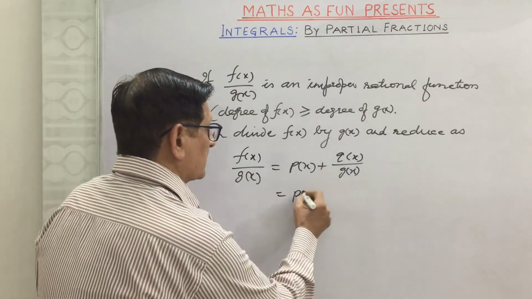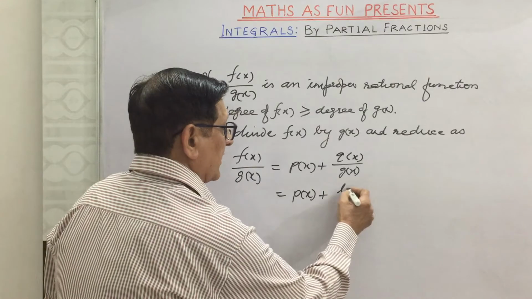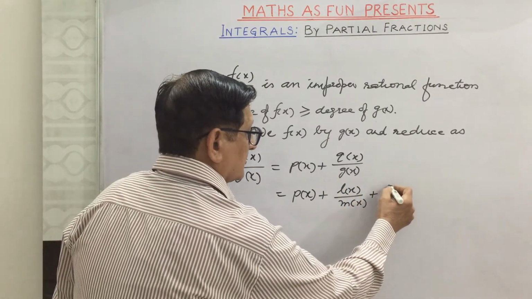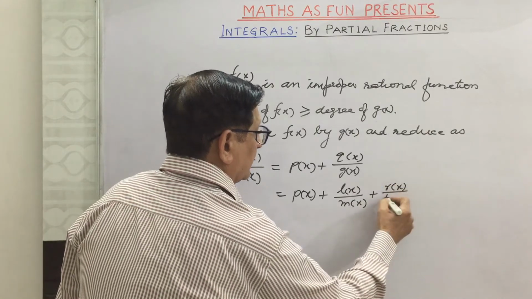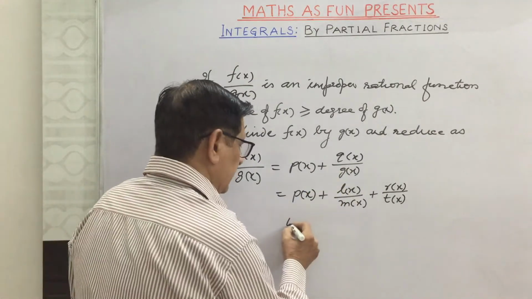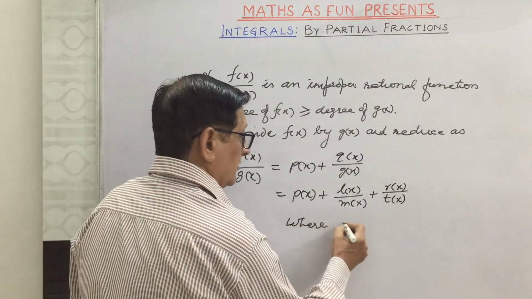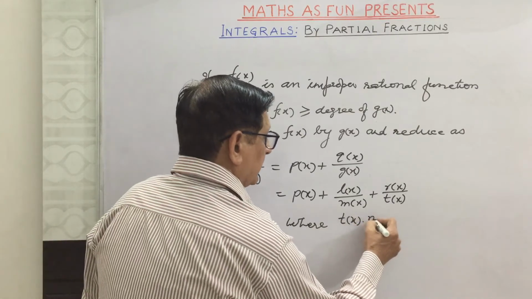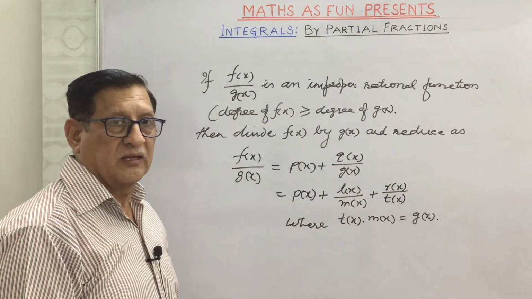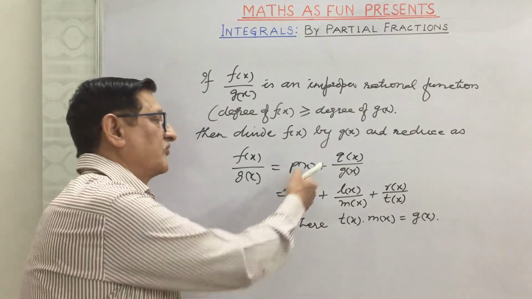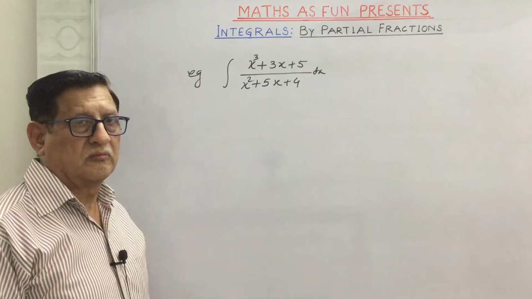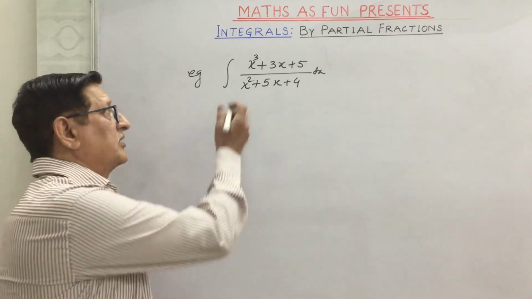This is p(x) plus, suppose it is l(x) upon m(x) plus r(x) upon t(x), where m(x) and t(x) are the factors of g(x). We can write where t(x) into m(x) is equal to g(x), and then we can make use of partial fractions and find the integrals of such type of functions. To understand this, we take an example.